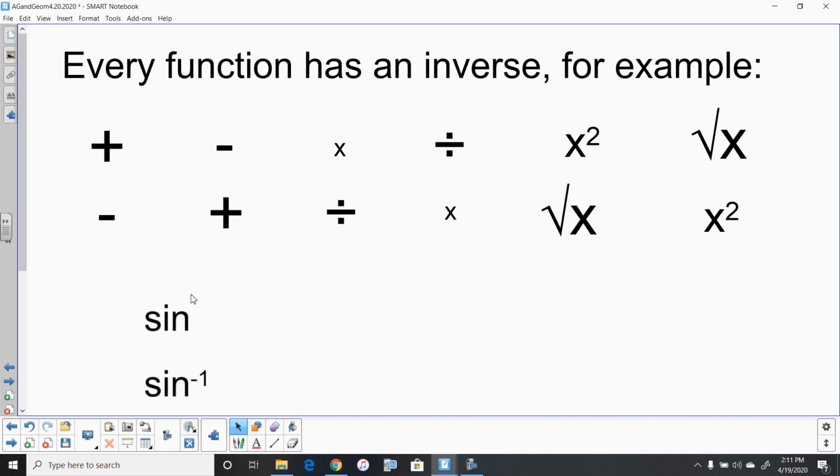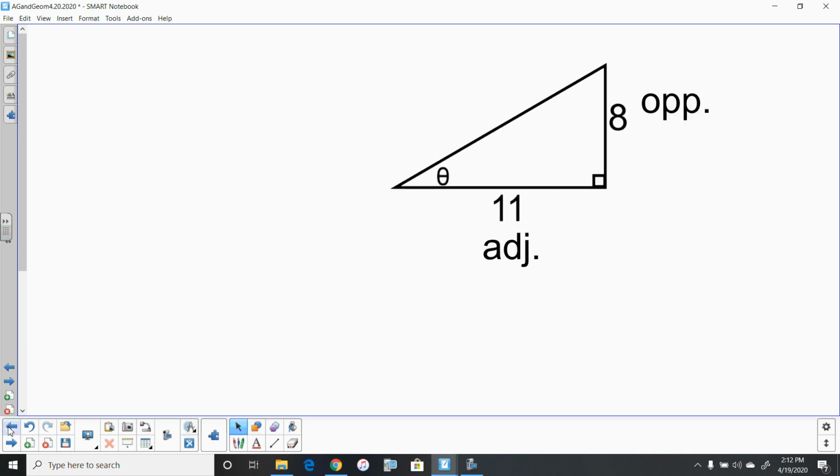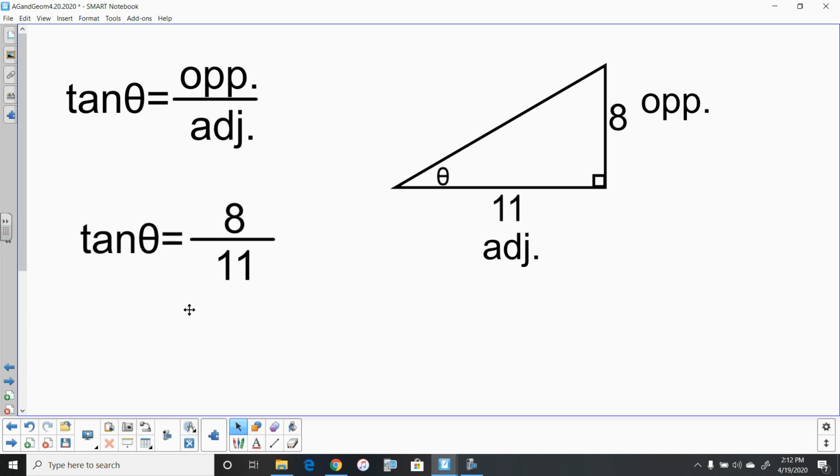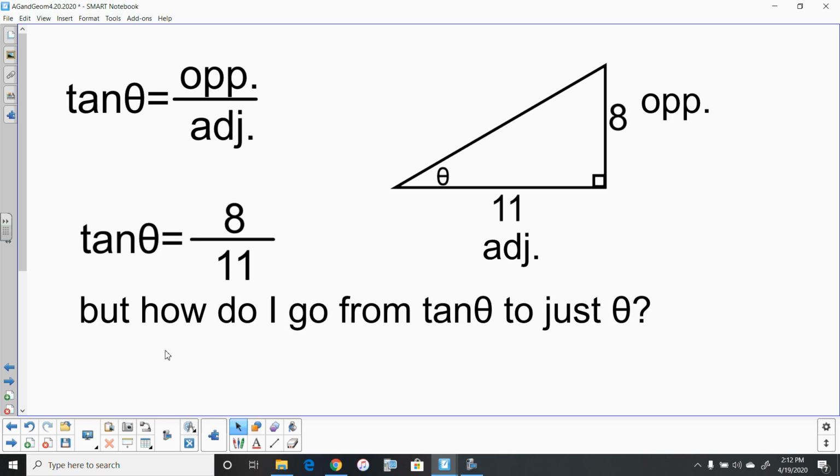The inverse of sine is this weird little negative one exponent, and it just means sine inverse. Sine inverse. Cosine inverse. Tan inverse. Okay, so we're going to go back to that previous slide. Click on all these, we already have them. And to go from tan theta to theta, you're going to do the tan inverse of 8 over 11.